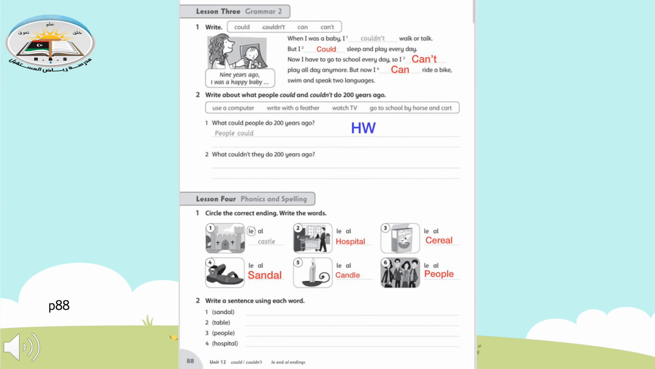Number 1, sandal. The sentence is, I hate wearing sandals. Number 2, table. The sentence is, I am eating on a table. Number 3, people. There is a lot of people here. Number 4, hospital. If you get sick, you go to a hospital.